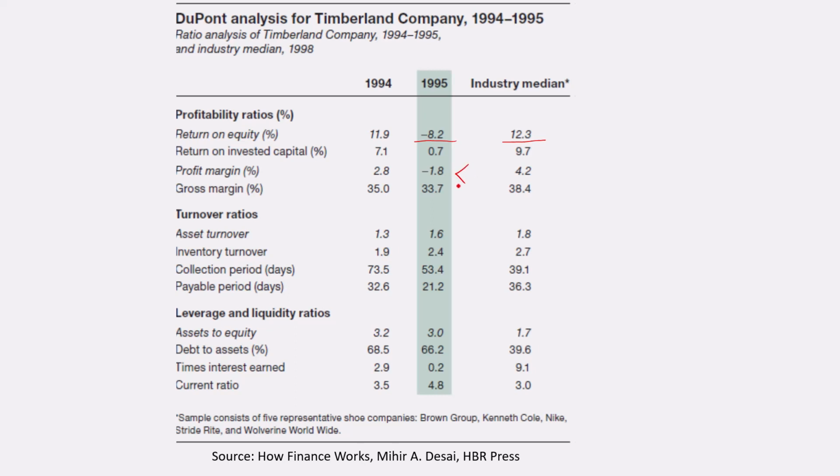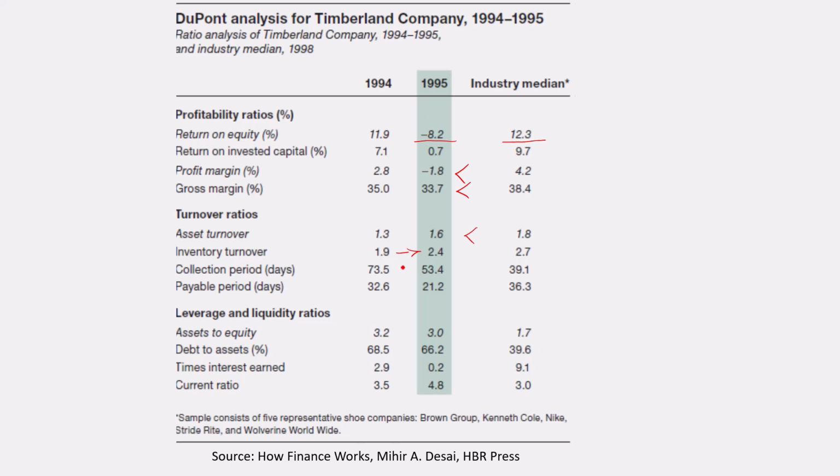low profitability. Gross profit margin has gone down too. The asset turnover ratio is also lower than the median firm in the industry. The inventory turnover has increased actually. Why do you think inventory turnover has increased?